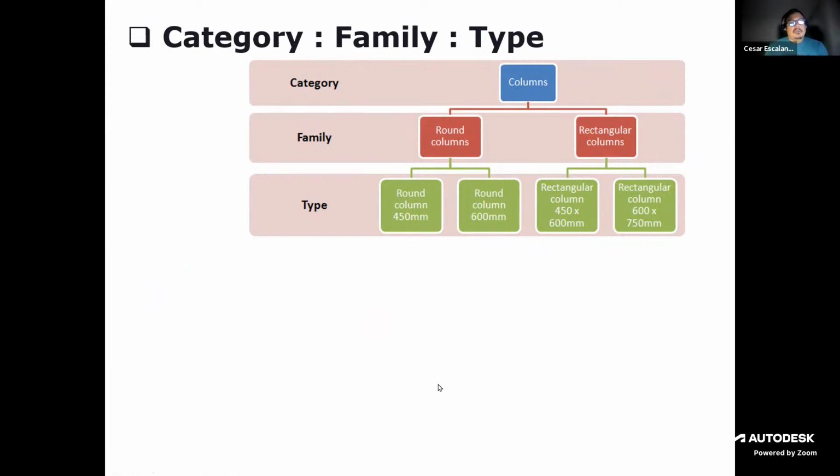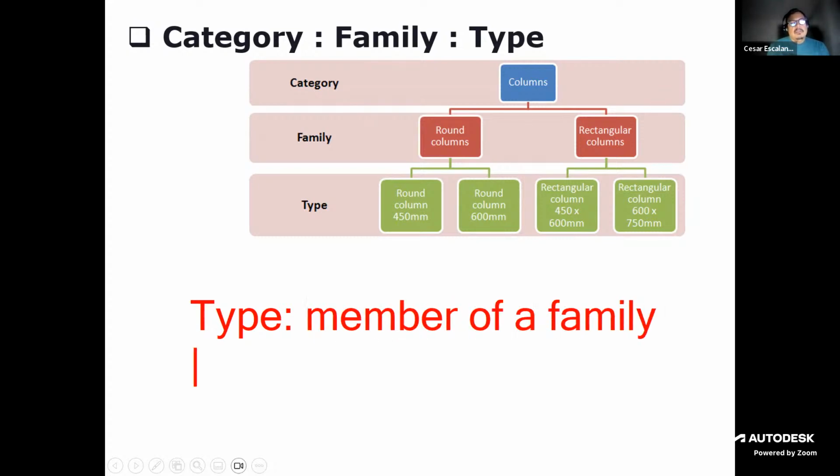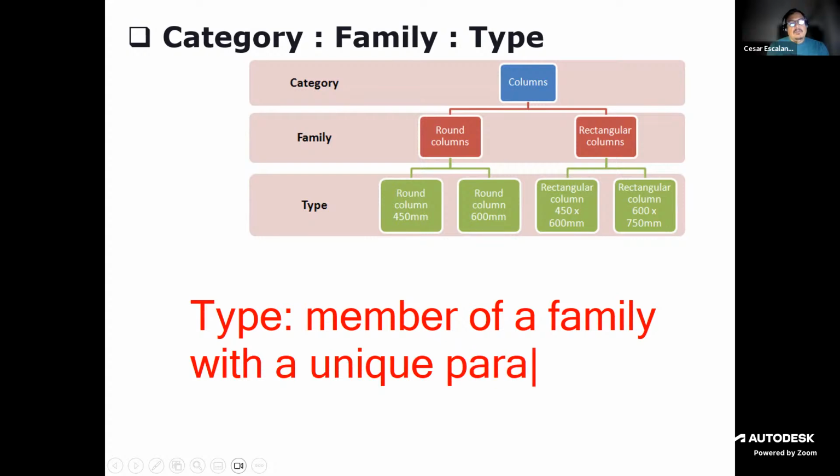And then the type is a member of a family with a unique parameter value. So in this example, you have round columns that are 6 inches, that's one type. A column that is 8 inches, that's another type. 1 foot, that's another type. And then rectangular columns as well: 12 by 6, 6 by 8. All of those are different types of columns.